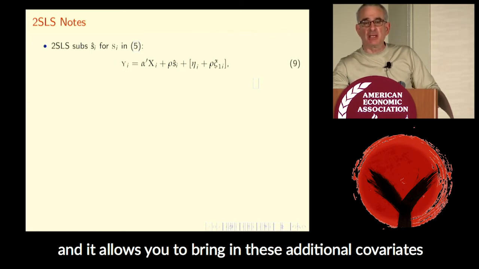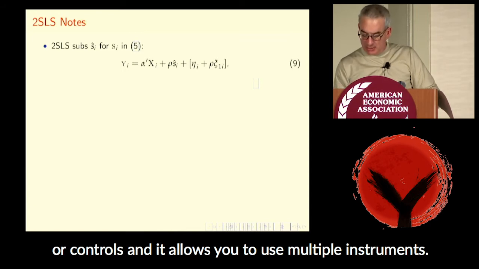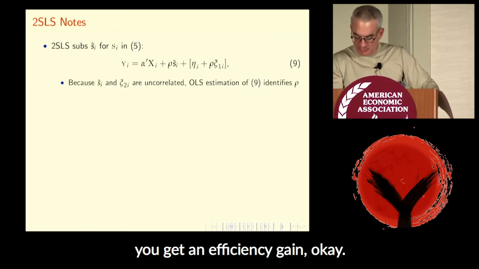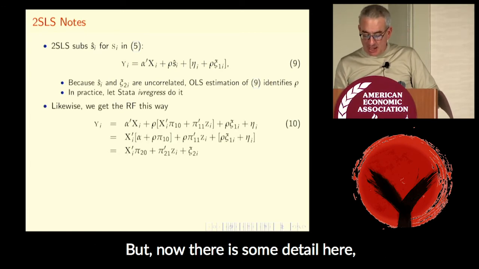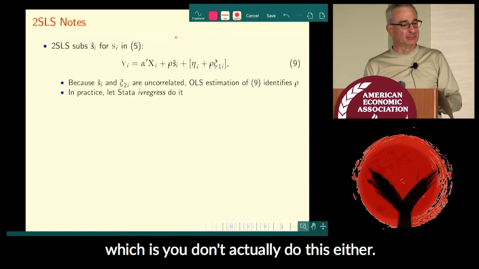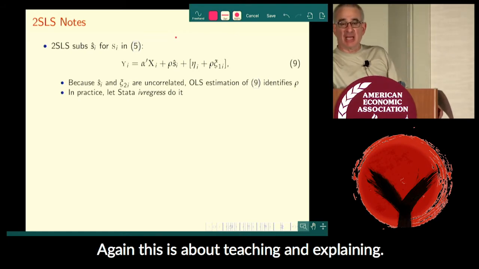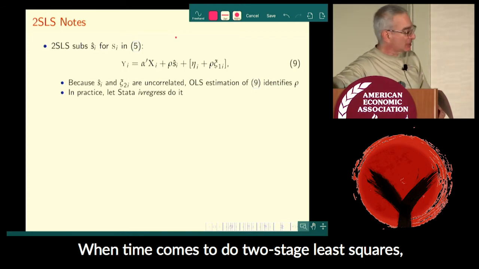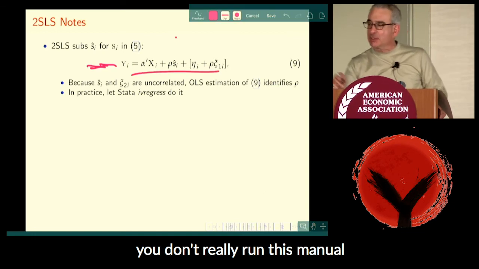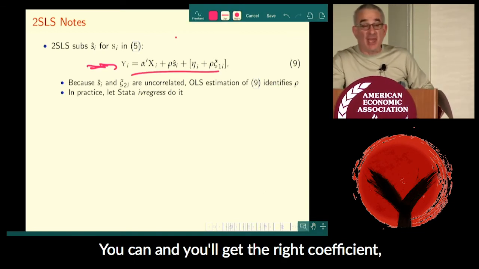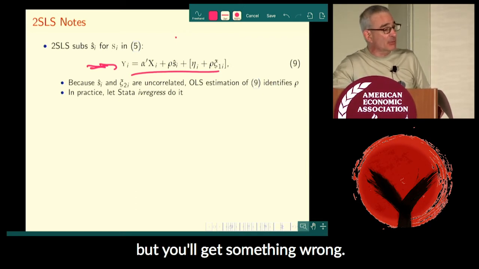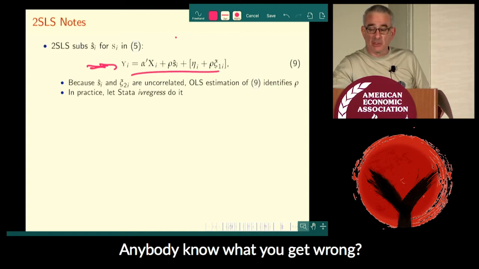And it allows you to bring in these additional covariates or controls, and it allows you to use multiple instruments. The reason you might want to use multiple instruments is you get an efficiency gain, okay? But now, there is some detail here, which is you don't actually do this either. Again, this is about teaching and explaining. When time comes to do two-stage least squares, you don't really run this manual two-stage least squares procedure. You can, and you'll get the right coefficient, but you'll get something wrong. What would you get wrong? Anybody know what you get wrong?